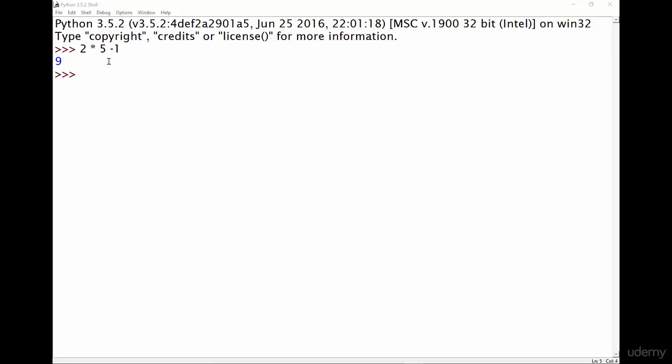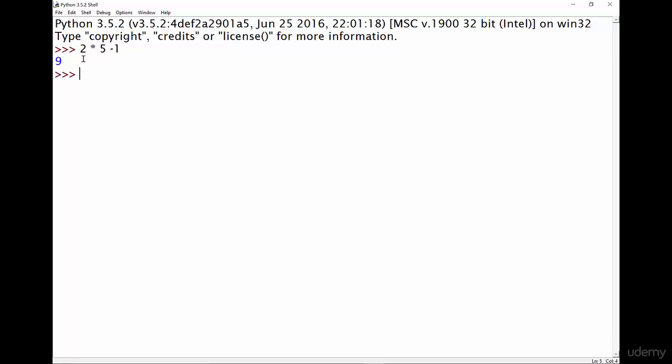So what actually happened is Python did this multiplication first. It did 2 times 5 and got 10. Then it subtracted 1. 10 minus 1 is 9, which is the answer that we got. So we want to get 8. And to do this, we need to force 5 minus 1 to be calculated first.